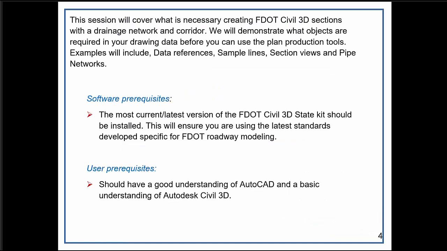All right, with that being said, let's go ahead and get started with this session for drainage sections and the FDOT Civil 3D State Kit. What we're going to do today is cover what is necessary for creating FDOT Civil 3D sections using a proposed drainage network and a corridor drawing. We'll look at what objects are required in your drawing before you can create cross sections. We'll look at bringing data references into your file like alignments. We'll create sample lines, section views, and pipe networks.